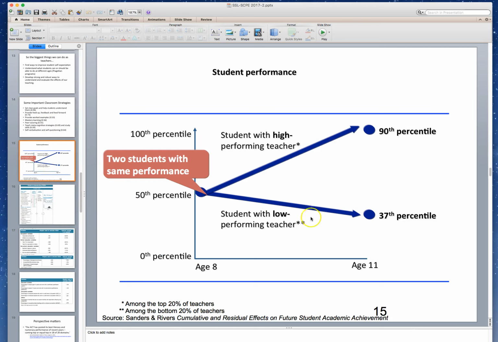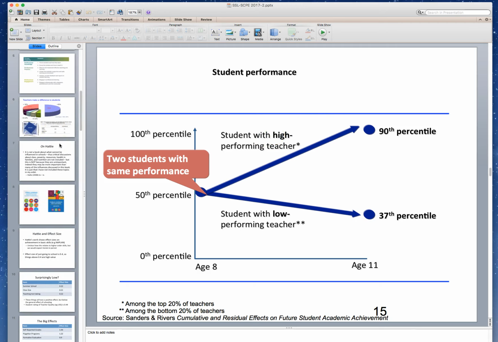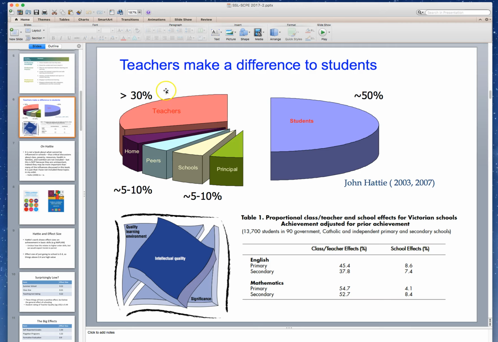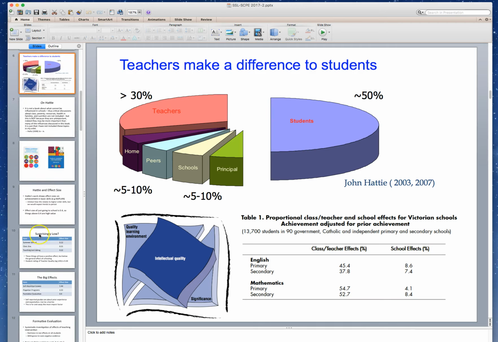Basically, what we know is that a student with a high-performing teacher improves dramatically from a middle point. A student with a low-performing teacher drops. So yes, teacher quality does matter. The thing that makes teachers high performing, though, is that they work with the background of the children. In most of Hattie's studies, these teachers are working with the backgrounds of students and differentiating learning for students.